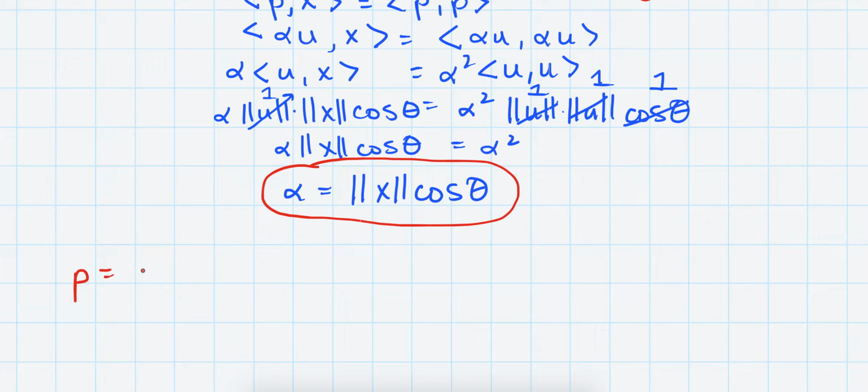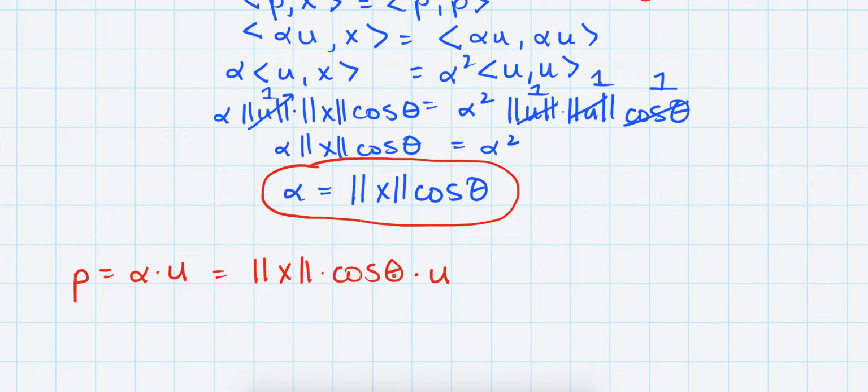So p is alpha times u, which is the length of x times cosine of the angle between x and y, times u. But what can we do with this? If you know what this is, then you can figure out p just fine. But most of the times we're not given the angle between 2 vectors. So I want to come up with a formula for p that doesn't involve the angle.